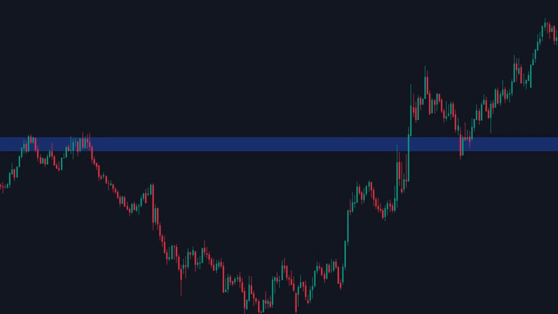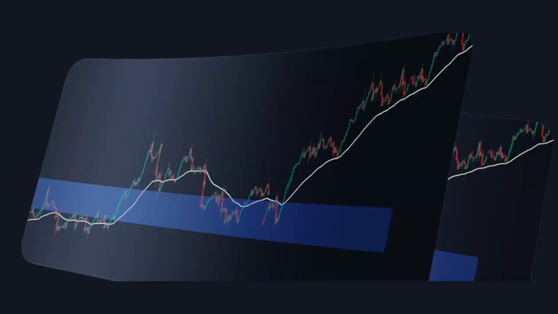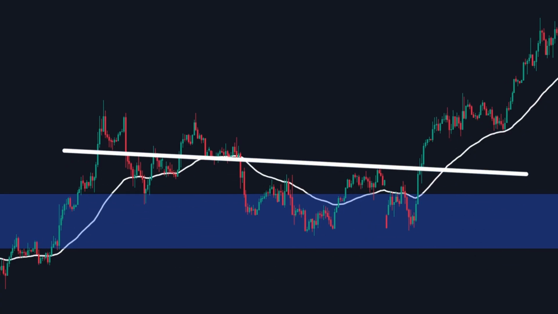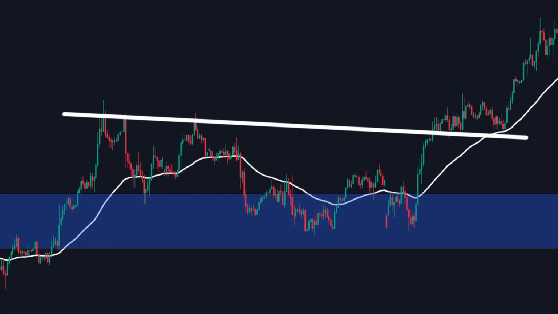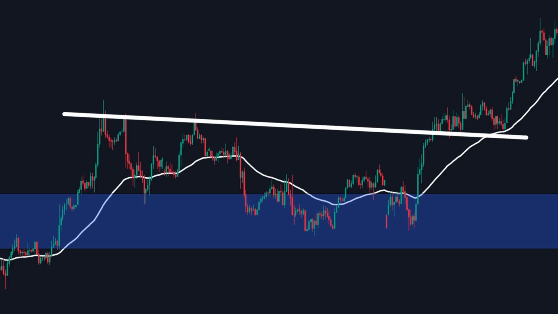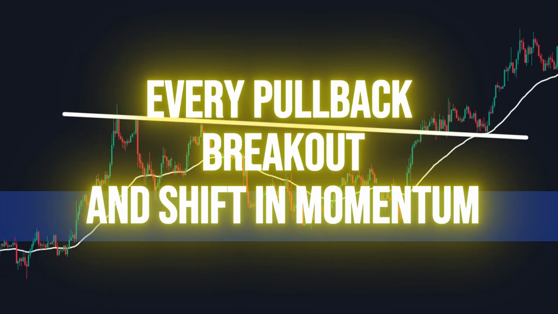Let's face it, drawing trend lines on higher time frames can be tricky. When the price action is tight and swings are shallow, those clean trend lines start to look more like suggestions than signals. This is where many traders get trapped, falling for false breakouts and jumping into weak setups. That is why pro traders don't stop at the daily chart. They zoom in. They break down the price action using the 4-hour, 1-hour, and even 15-minute charts to get laser-focused insights. These lower time frames expose the true microstructure behind every pullback, breakout, and shift in momentum.